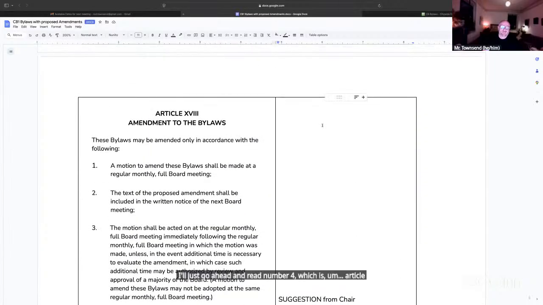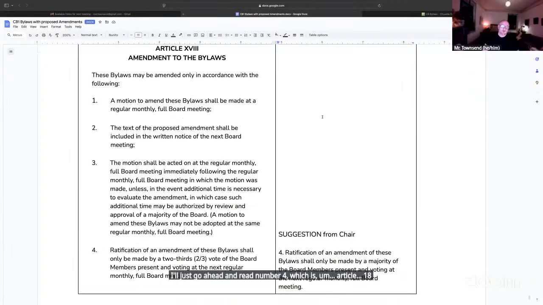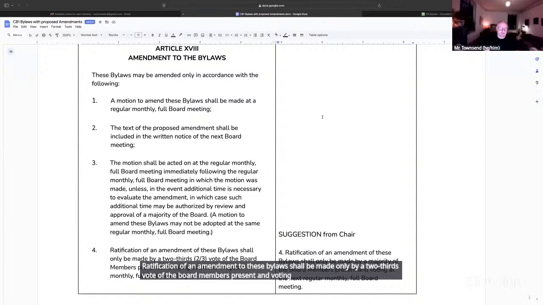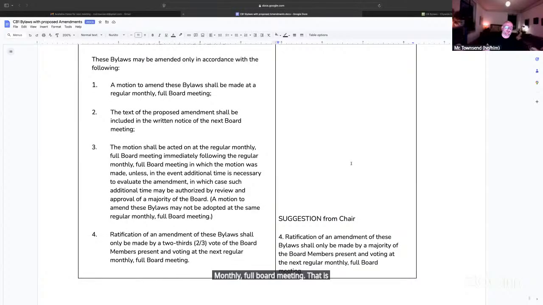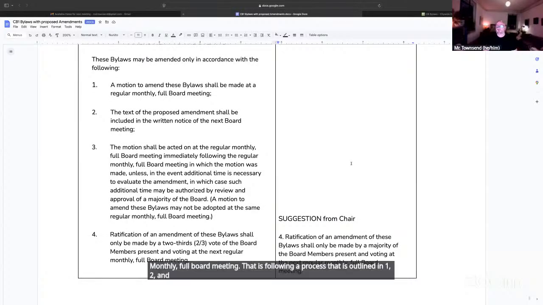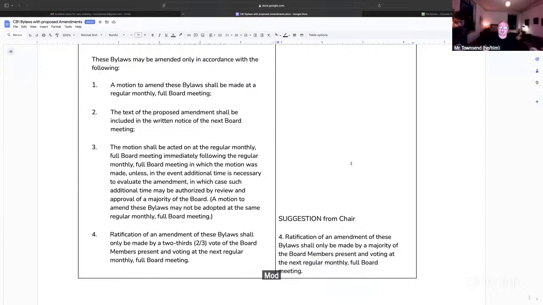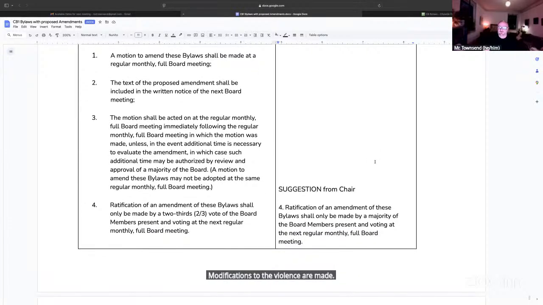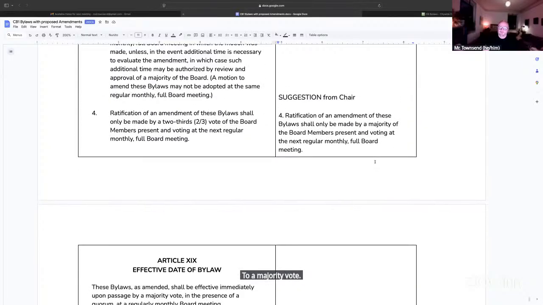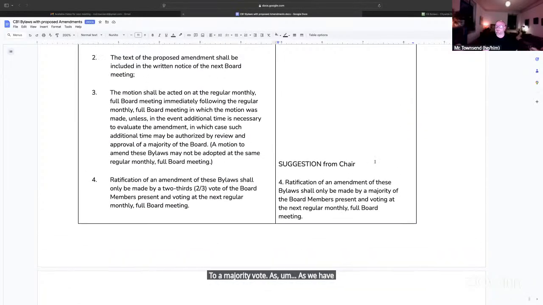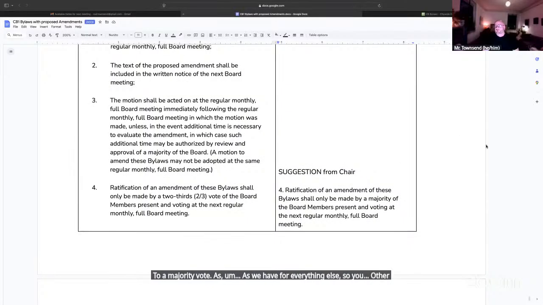Article 18, number 4. Ratification of an amendment to these bylaws shall be made only by a 2/3 vote of the board members present and voting at the next regular monthly full board meeting. That is following a process outlined in 1, 2, and 3, which explains how the modifications to the bylaws are made. And then the suggestion is made that this also go from a 2/3 vote to a majority vote, as we have for everything else in other areas. Discussion.